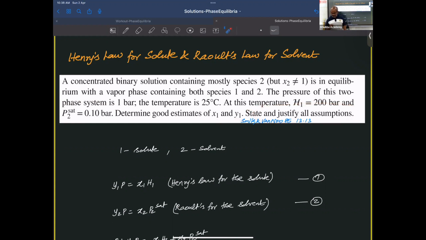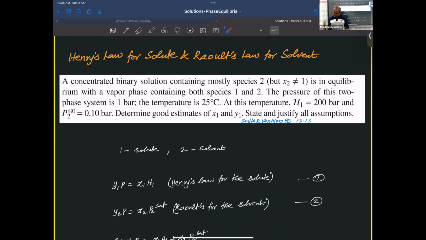So here, let us again go through it. A concentrated binary solution containing mostly species 2 means the liquid is predominantly component 2. So you can say that 2 is approaching the solvent condition. We have mostly 2, which means in the liquid solution, 2 is the solvent, and component 1 is considered as the solute in the liquid solution.